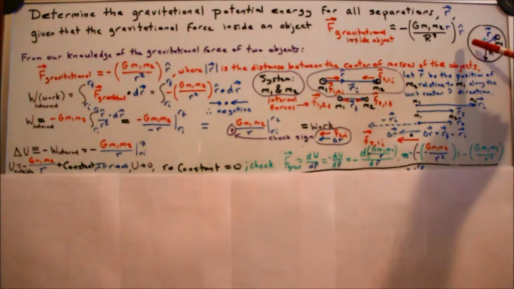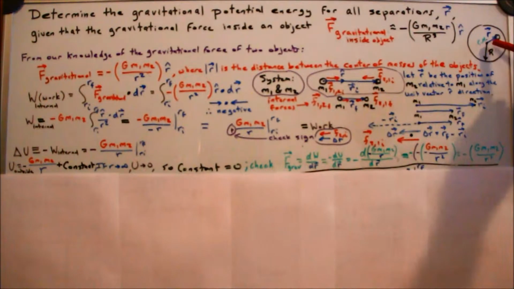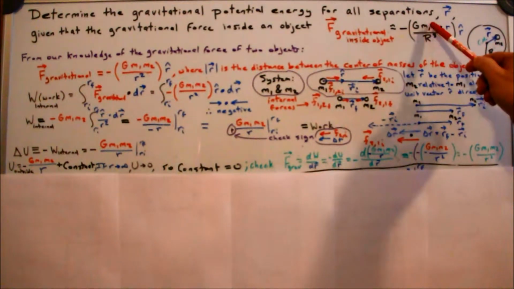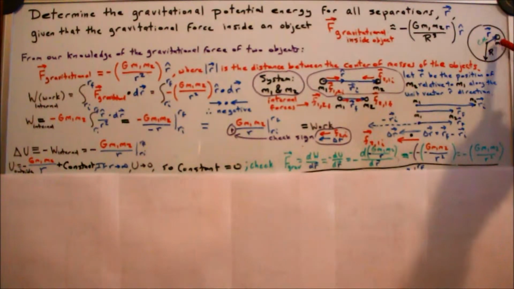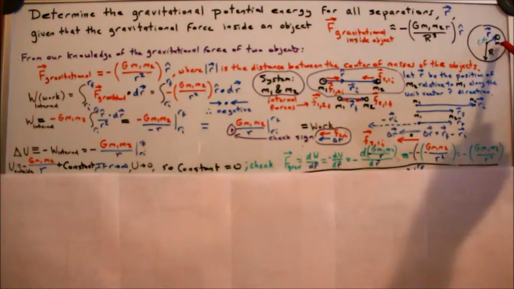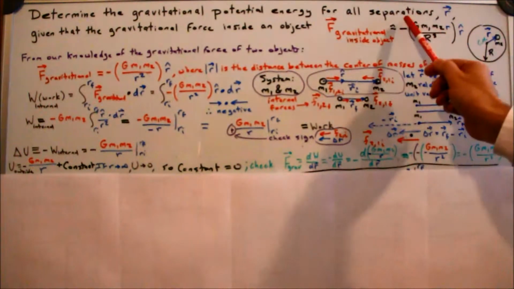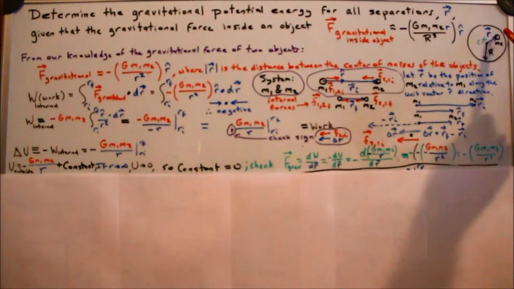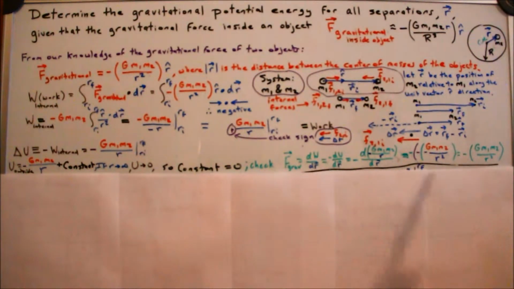So envision, for example, the Earth. Earth has a radius, capital R, and Earth has a mass, call it M1, but there's another mass which is inside of that, M2, and the center of mass distance from the Earth, M1, to this mass M2 is given by the vector R. And this is the equation for that force only when I'm inside of the Earth.